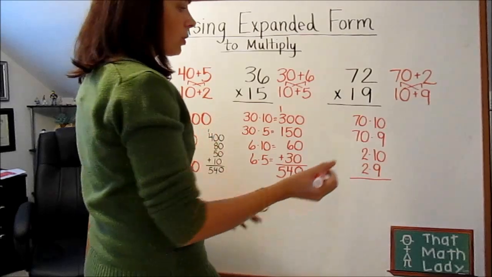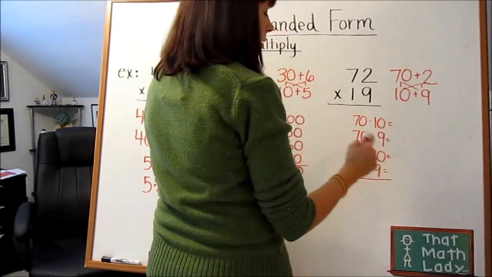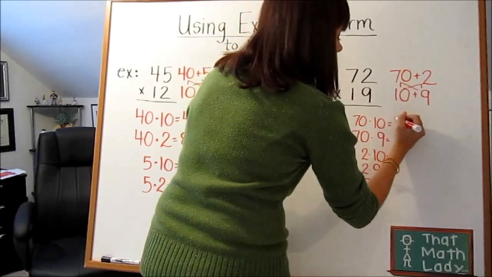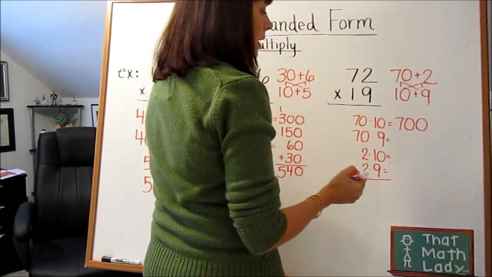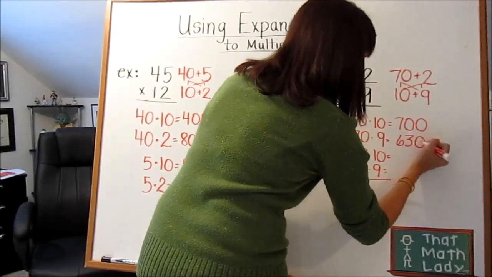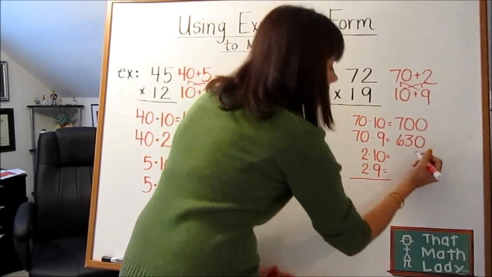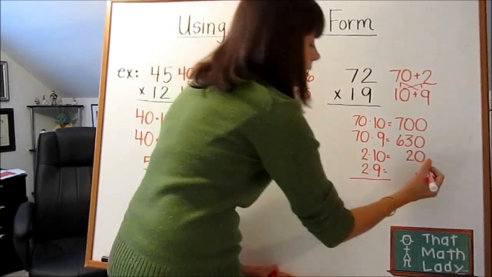Okay, now to get some products. 70 times 10 is 700. 70 times 9 is 630. 2 times 10 is 20. And 2 times 9 is 18.